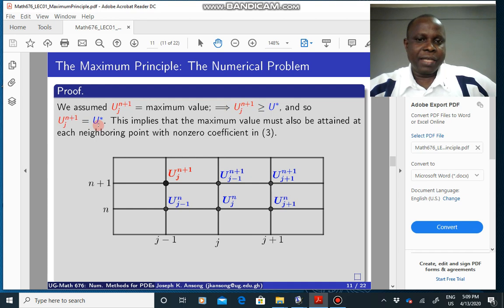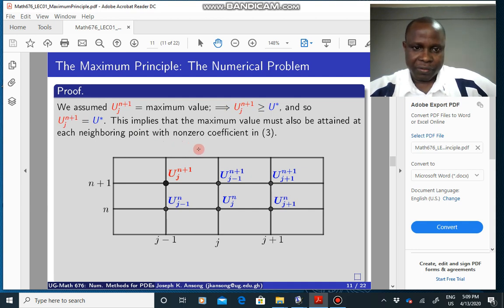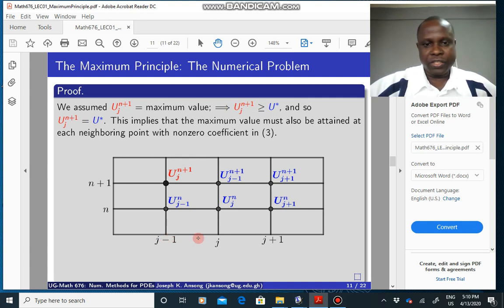So this implies that the maximum must also be attained at each of the neighboring points with a non-zero coefficient. In other words, the maximum is not only attained here, the maximum could be attained at a neighboring point, let's say this guy. Now if I do the same thing and assume that the maximum is attained at an internal point, and now the internal point is this guy, I can go through the same argument and show that it's not just this guy, there's a point here where the maximum is attained. And so you have a sequence of points until you reach a boundary point, which shows that the maximum is also attained at a boundary point or initial point.